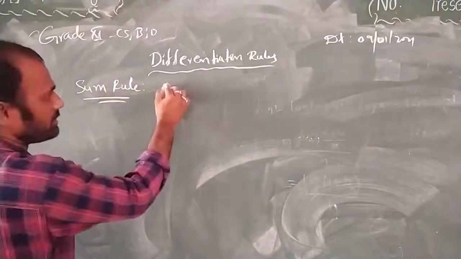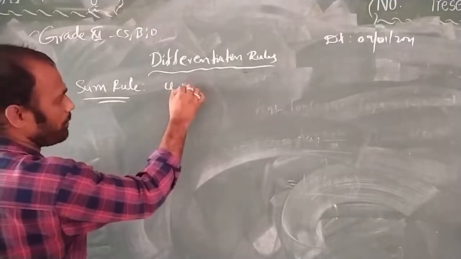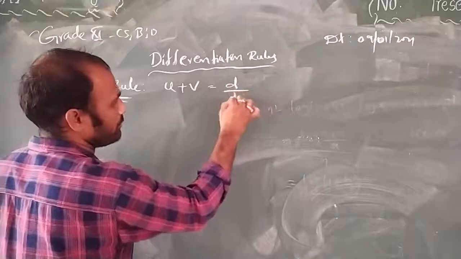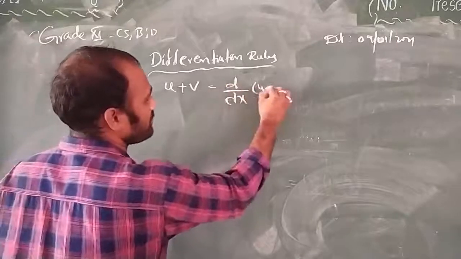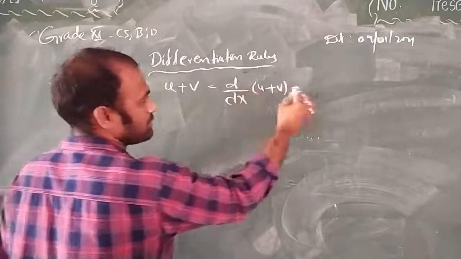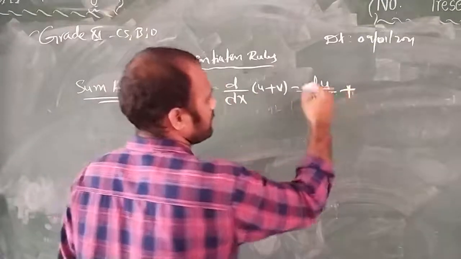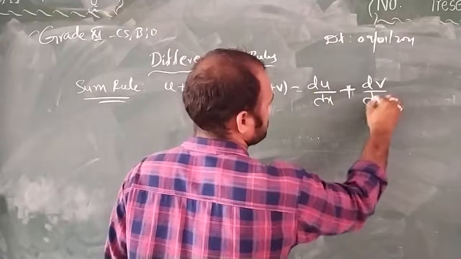The sum rule is that, let us assume two functions, u plus v. If I want to apply the derivative to this u plus v, d by dx of u plus v can be written as differentiation of the first function plus differentiation of the second function, d by dx.